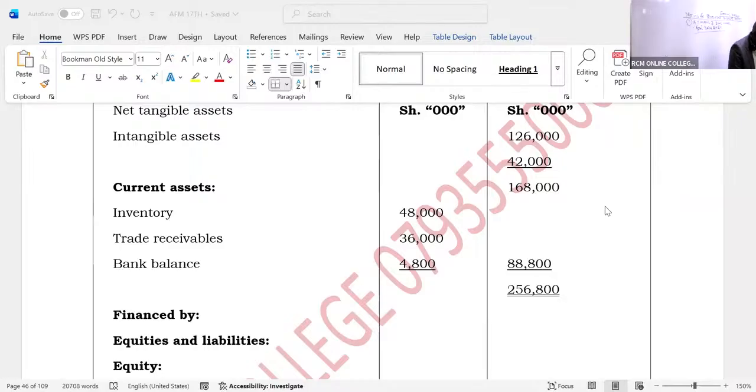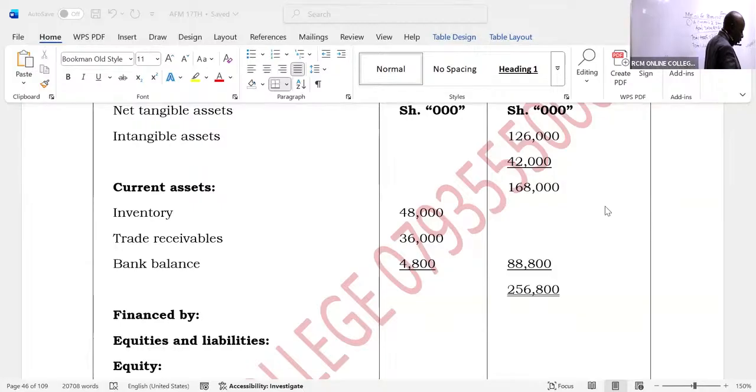Because if you're measuring bankruptcy of a company, we must look at the total assets vis-a-vis total liabilities. That should be the first thing. So they are telling me the total assets is 256,800, isn't it? How about total liabilities?